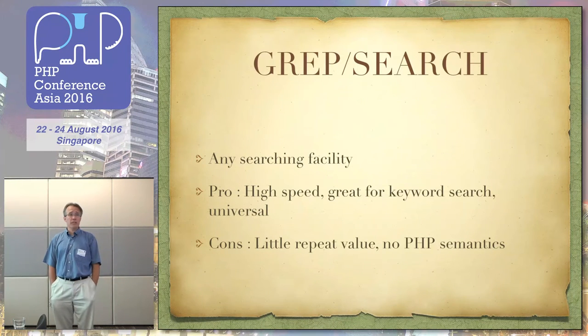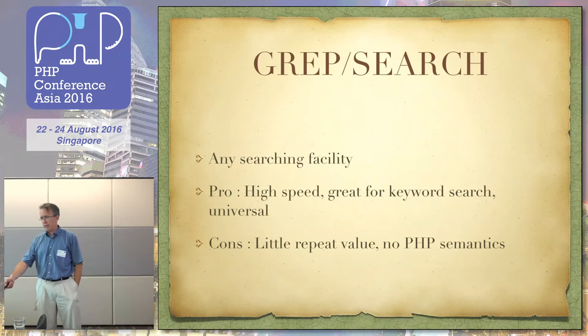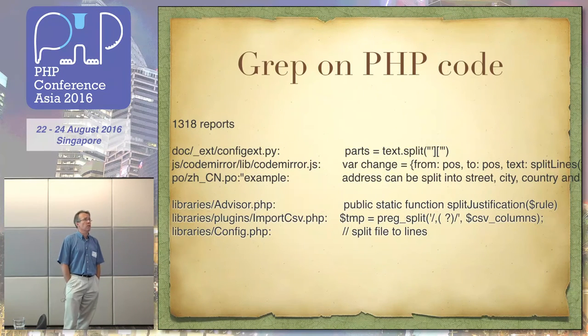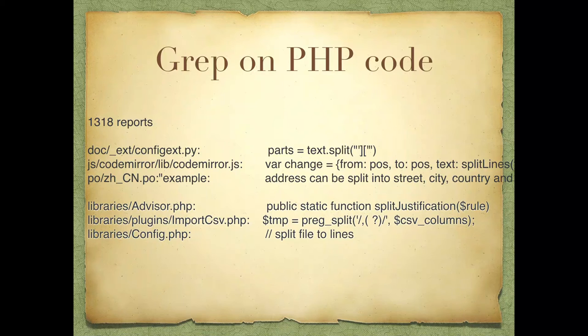The inconvenient part is that it usually doesn't rely on PHP semantics, so you may get a lot of things that are not interesting. And it's also difficult at some point when you have lots of false positives, that's kind of boring. Here is an example, if we want to check split. Remember, split is a function that does not have any meaning anymore. So I ran a grep on phpMyAdmin, which is a fairly large code base, and I got 1,300 reports.